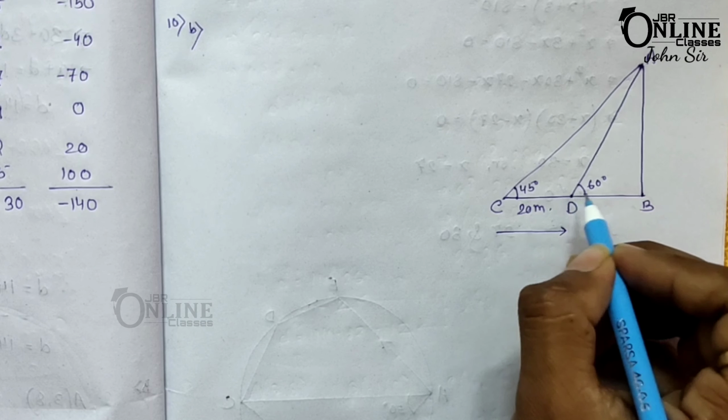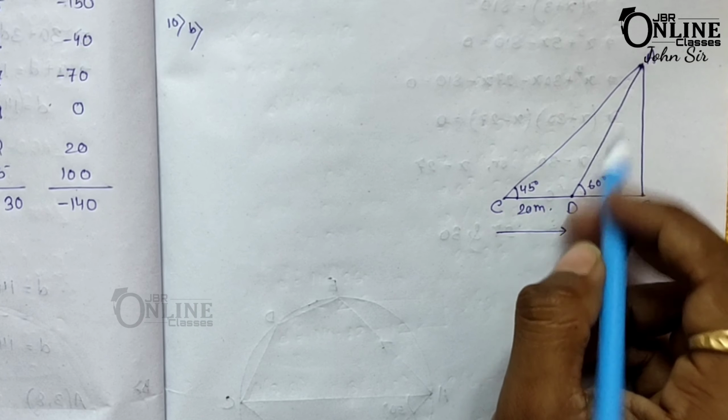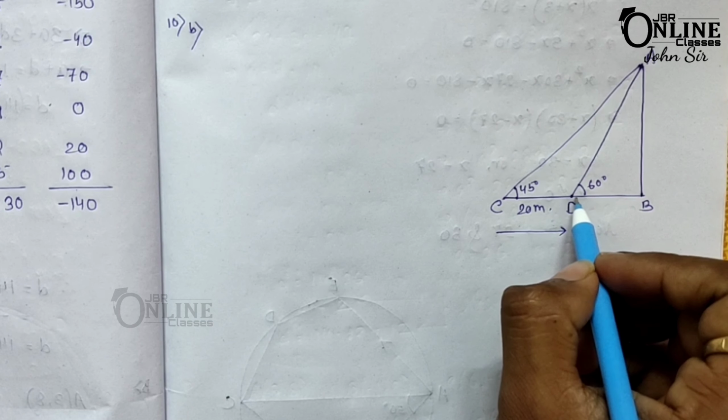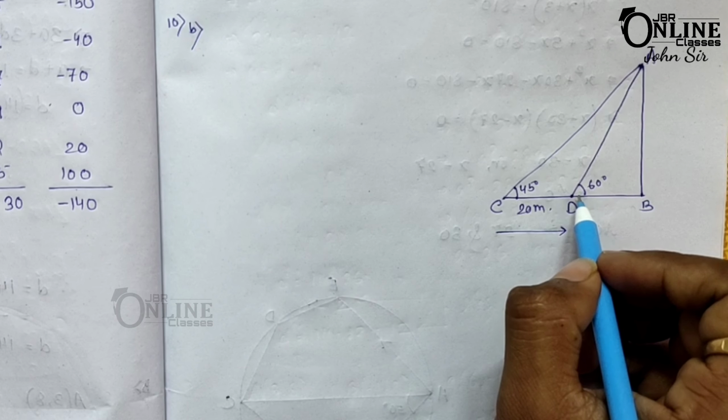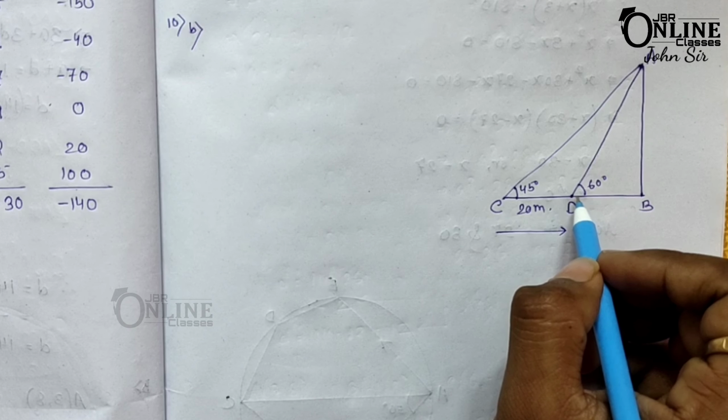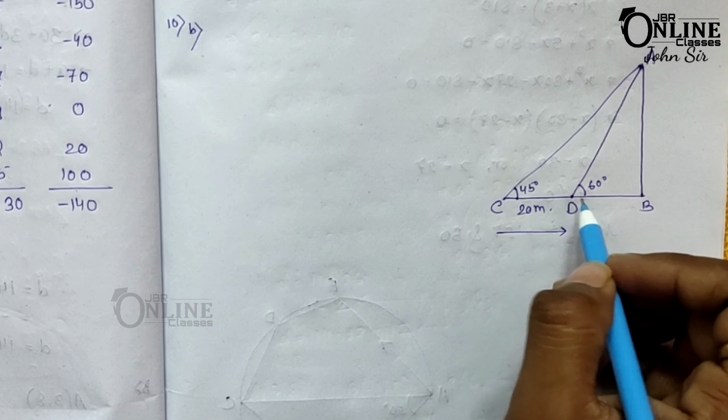that is the final position of the man. Now from that position, the angle of elevation to the top of the tower equals 60 degrees. Find the height of the tower correct to significant figures.